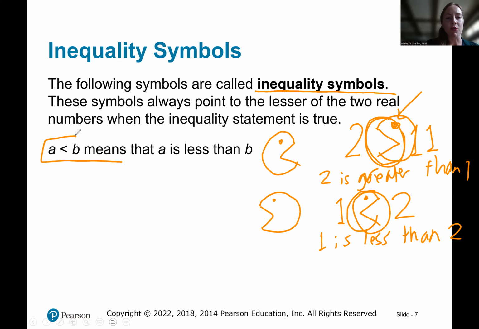So this is more general. I used the numbers 1 and 2, but it could be any numbers, right? A less than B means that A is less than B. So whatever's on the left, whatever's on the right, doesn't really matter. We just call them A and B because it could be anything. But yeah, that one means less than.